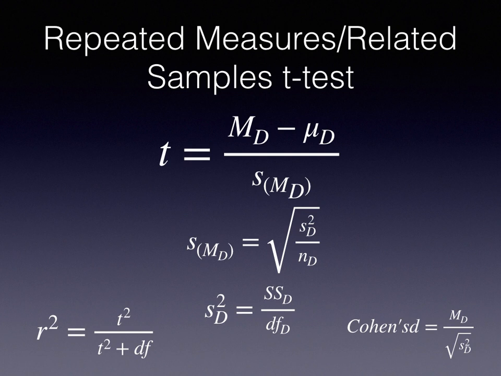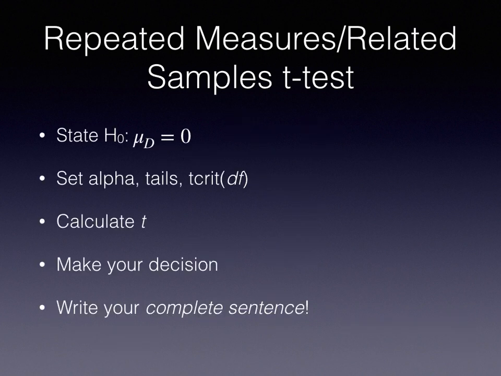Cohen's d is a slight modification. You take the mean difference score and divide it by the square root of the variance of the difference scores, and r squared doesn't change at all. Everything else still applies in terms of null hypothesis significance testing. We go through our regular steps. We state the null, in this case mu sub d equals 0. We set alpha, usually in my class it's 0.05, two tails. You look up t-crit based on the degrees of freedom that's equal to the number of difference scores minus 1.